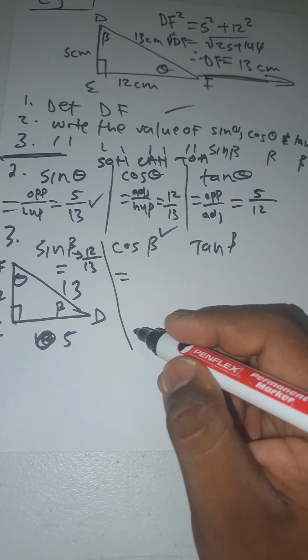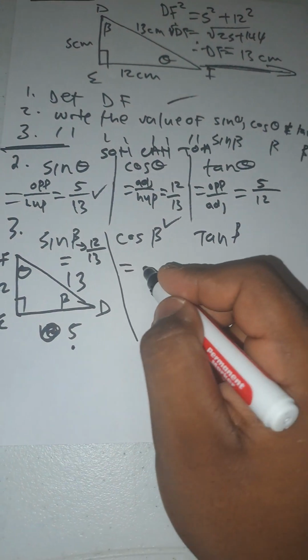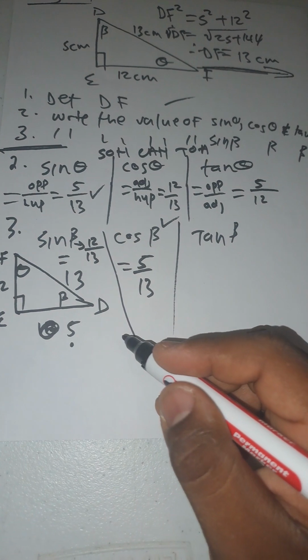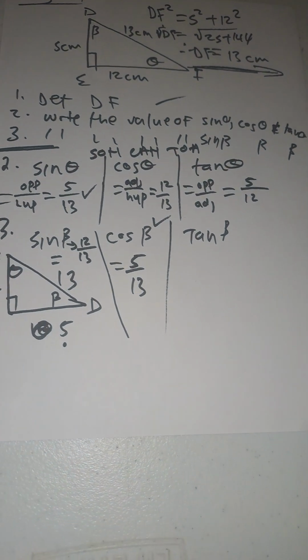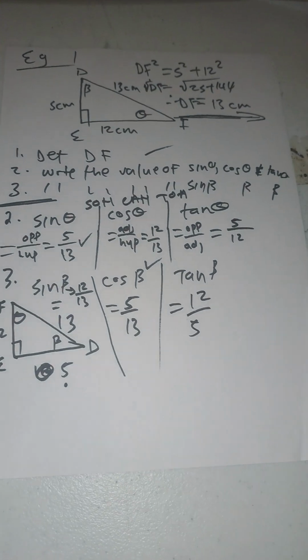And then cos beta is adjacent over hypotenuse. What is my adjacent in this case? It is 5, then 13. Then tan beta. Now tan beta is opposite over adjacent, meaning that it is 12 over 5. Can you see it?